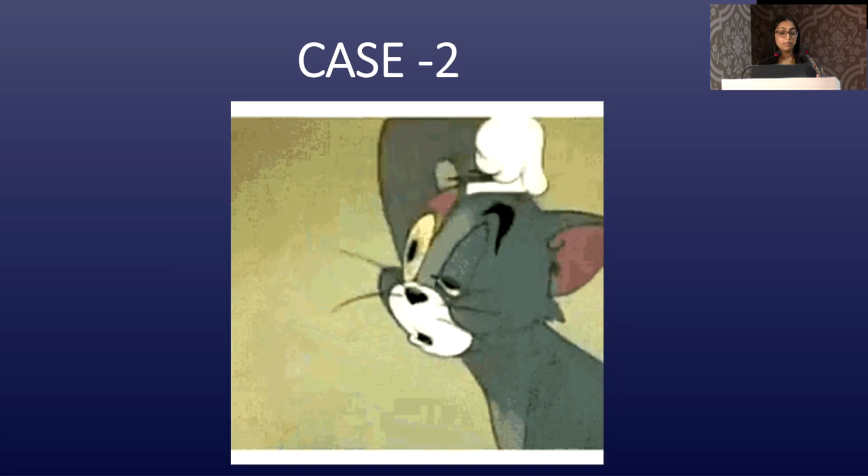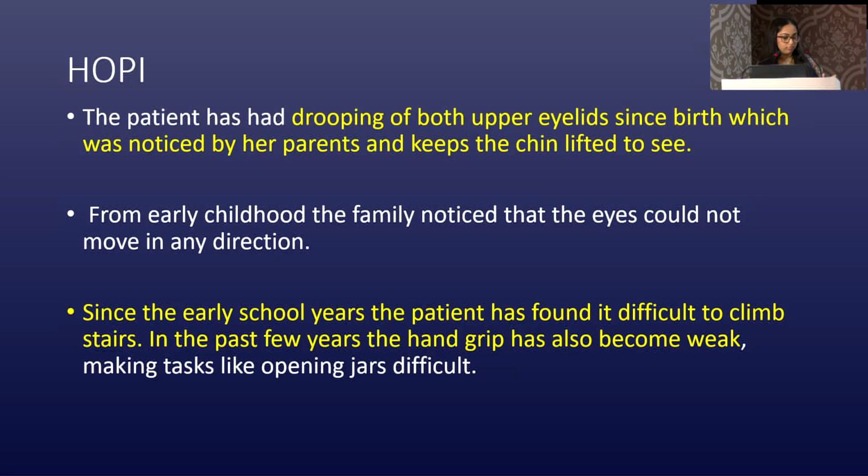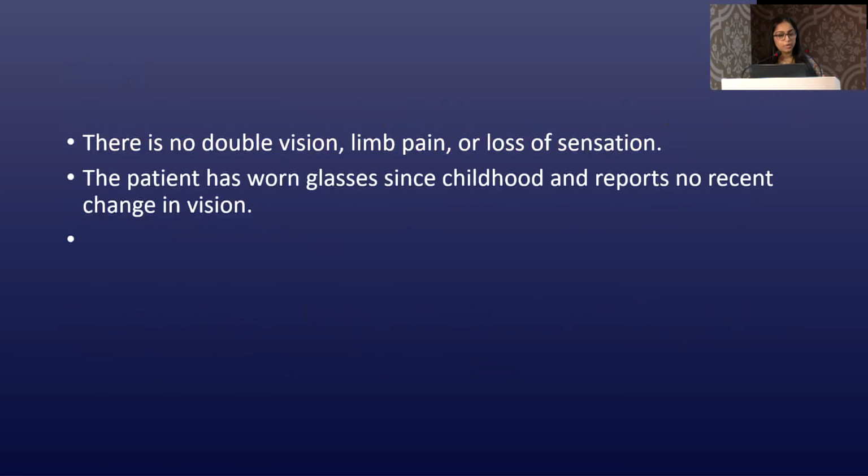Our second case, and a more interesting case, is of a 30-year-old female who presented with drooping of both her upper eyelids since birth and inability to move her eyes in any direction, which was noticed at the age of 6 months. Her parents reported the same complaints, and since the early school years, the patient has found it difficult to climb stairs. In the past few years, she also noticed that her hand grip is becoming weaker.